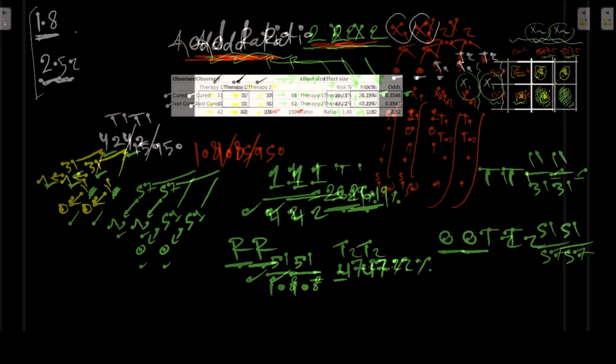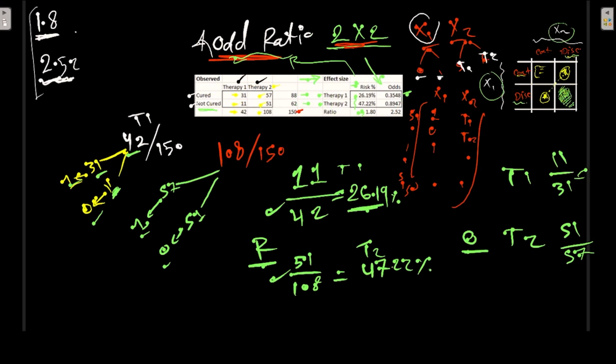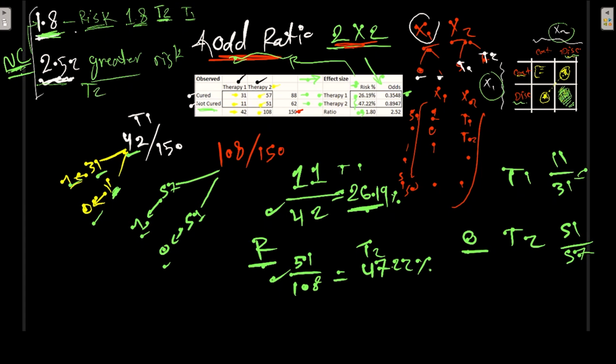What does that mean? First we are going to consider our conclusion in terms of being not cured. The first value, 1.8, tells us that people who use therapy 2 are 1.8 times more at risk of not being cured than those who use therapy 1. The second value, the odds ratio of 2.52, tells us that people who have been treated and not cured are 2.52 times more likely to have been treated using therapy 2. To conclude, the odds ratio is a powerful and intuitive tool to measure a kind of effect size. The only condition required is that the variable has only 2 possible outcomes.